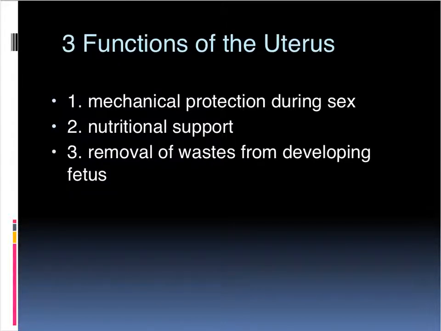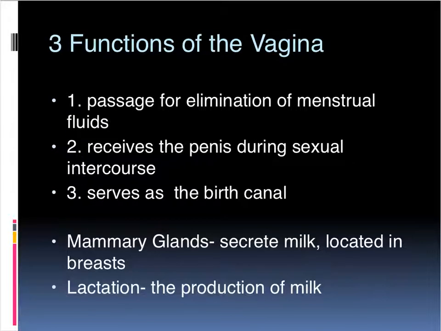There are 3 functions of the uterus. Number 1 is mechanical protection during sex. Number 2 is nutritional support. And number 3 is the removal of waste from the developing fetus. Now, let's go over 3 more functions of the vagina. Number 1 is the passage for the elimination of the menstrual fluids. Number 2, it receives the penis during sexual intercourse. Number 3, it serves as a birth canal.